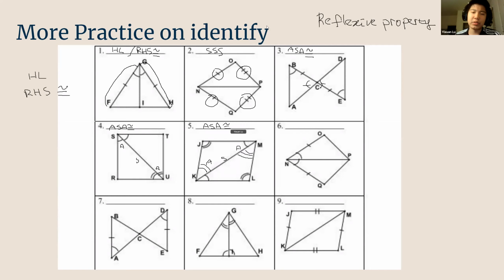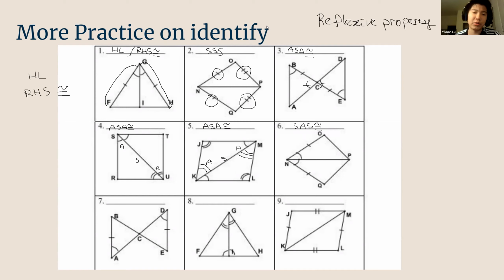Question number 6. We again see the same property where MP is congruent to itself by the reflexive property. Again, this is a very important property that you should memorize, but it's very self-explanatory. And we see that QPN is congruent to OPN, and that NQ is congruent to NO. So this tells us that triangle NQP is congruent to triangle NOP through SAS congruency.